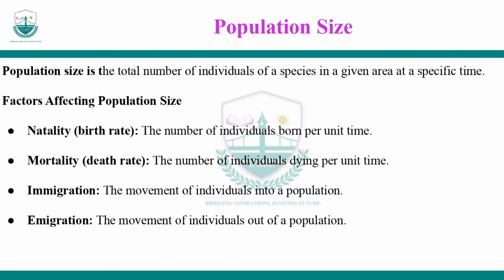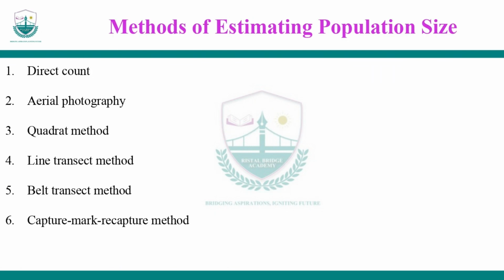There are several methods ecologists use: direct count, aerial photography, quadrat method, line transect method, belt transect method, capture, mark, recapture. Let's look at each in detail and when they're best applied.